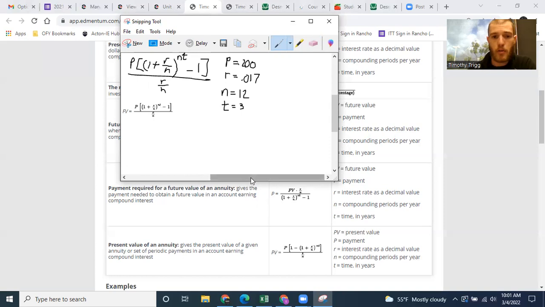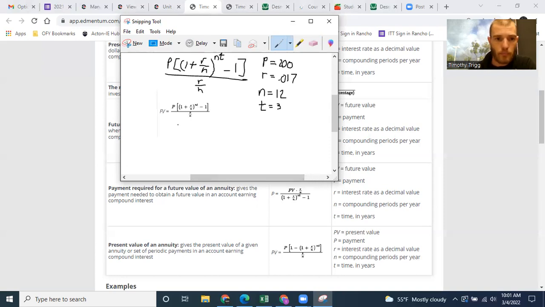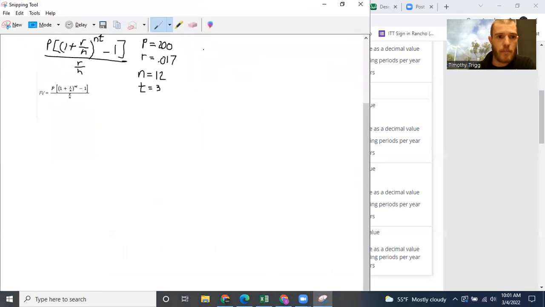Okay, so now we want to put these values into the formula and work it out. Our P is going to be 200. So let's just plug in these values into the formula. So 200, bracket, parentheses, 1 plus R is 0.017. And I hope you're writing this all down. It'll make a lot more sense if you write it all down. N is 12, close parentheses.